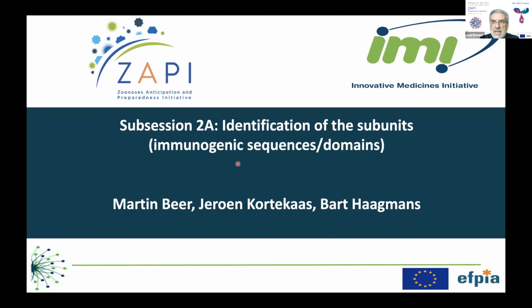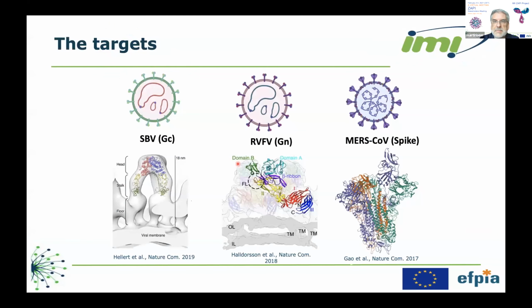So as Jean-Christophe said, it's now the identification of the subunits. What are the immunogenic parts of the 3 viruses we selected as models? This is for Schmallenberg, given by me. Jerome will talk about Rift Valley fever, and Bart will talk about the MERS coronavirus.